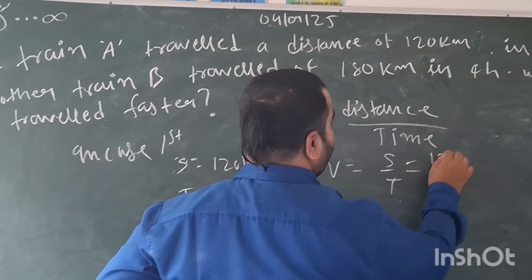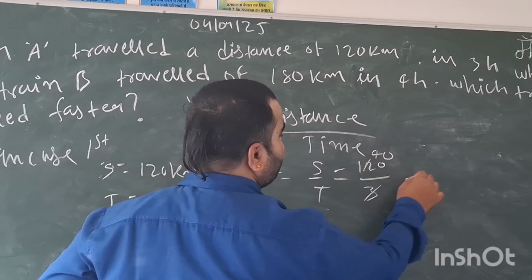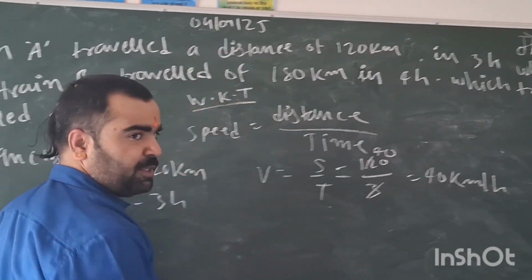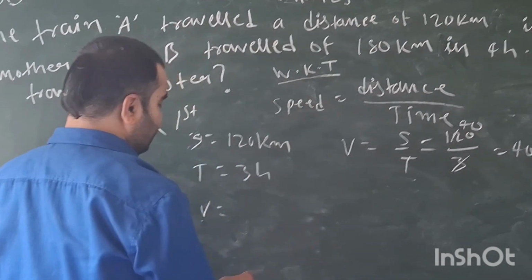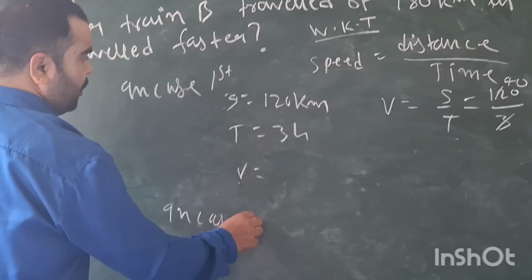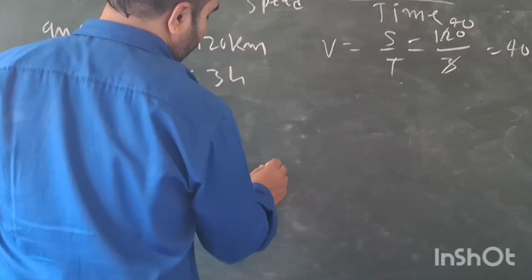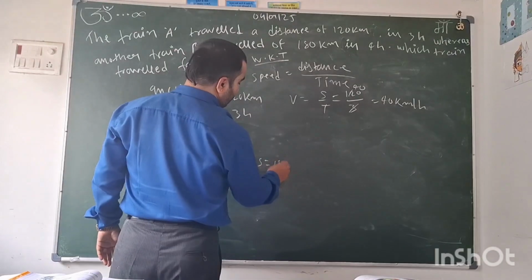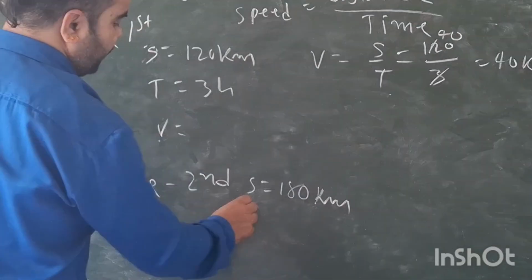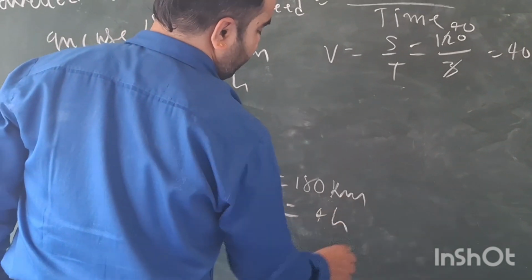So 120 by 3, 4 threes are 12, so it is 40 km per hour. Is it easy? Now in case second, what is the distance given? S is equal to 180 km and T is equal to 4 hours. It's so easy.